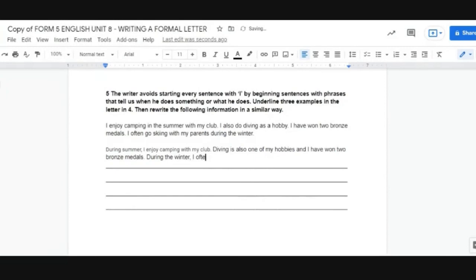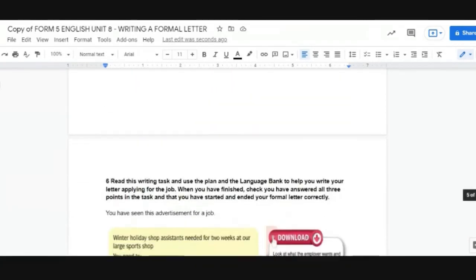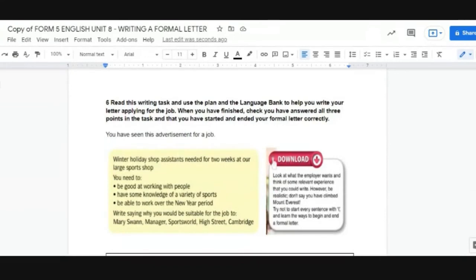I often go skiing with my parents. Okay? So you have all these sentences restructured without having all start with I. Okay? Okay, now let's proceed to the next task.